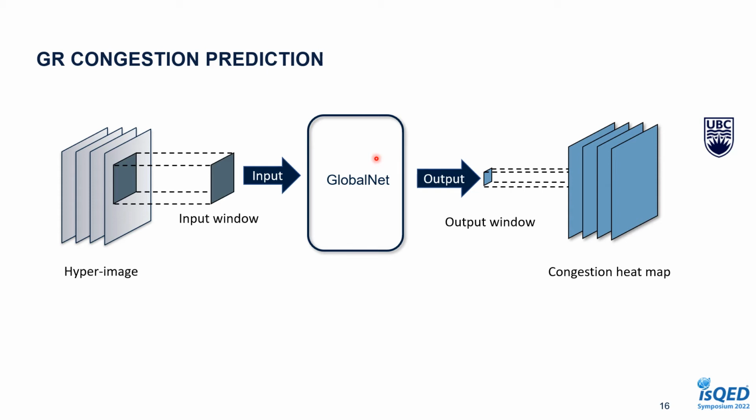So to solve this problem, we use a strategy called windowing and sliding. So we put an input window on the hyperimage and take part of the hyperimage as the input, and the output is also a part of the entire congestion heatmap. And once a prediction is done, we slide the window to another location and do the prediction again. And we repeat this procedure until the output window covers the entire congestion heatmap.